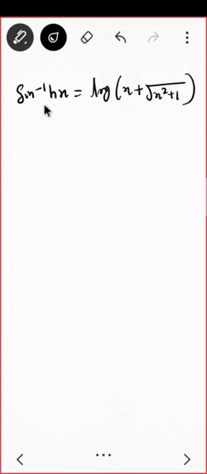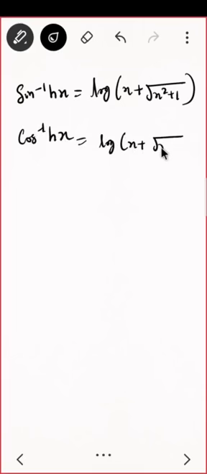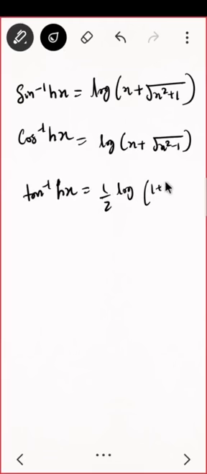And you can easily calculate it: just take sin inverse of hyperbolic x equal to z, then take sin hyperbolic of that, so x will be equal to sin hyperbolic of z. Then you just have to solve a quadratic equation and you will get the root. Cos inverse of hyperbolic x will be log of x plus root of x square minus 1. Tan inverse of hyperbolic x will be 1 by 2 log of 1 plus x upon 1 minus x.